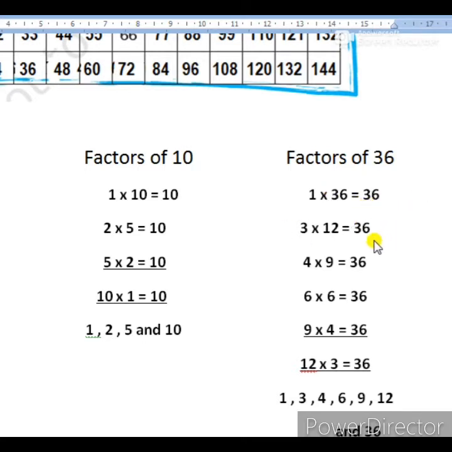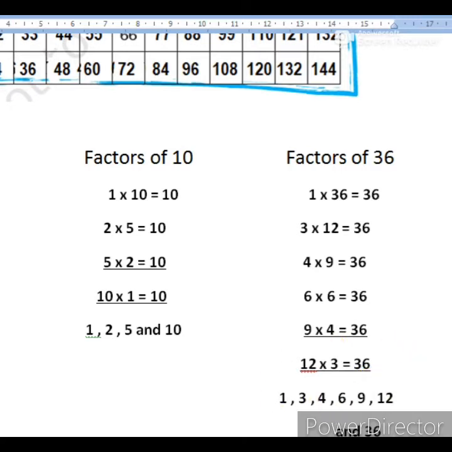Next one, it is coming in the table of 3. 3 12s are 36. 4 9s are 36. 6 6 are 36. Again 9 4s are 36. 12 3s are 36. These three are again repeating. See, after this, 9 4 and 12 3 are repeating. 6 6 is asked once only. So now see where we are getting it in the table.